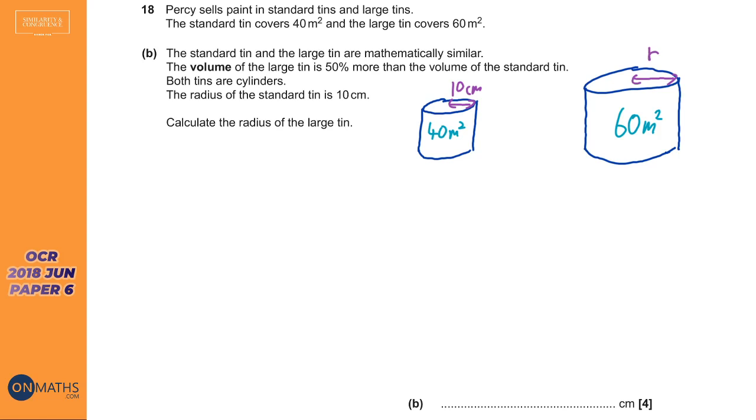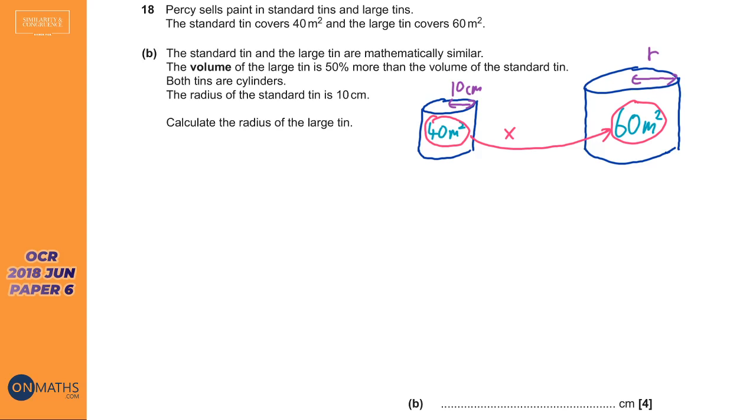Simple as that. So we've been talking about scale factors, and this is exactly what we need to do with this. We need to find the scale factor between these two. So a scale factor is what you times the left one by to get to the right one. Simple as that. Now it says it's 50% more. So it says the volume of the large tin is 50% more than the volume of the standard tin. But that doesn't really help us. That's interesting to know, and we can sort of see that ourselves in the diagram.